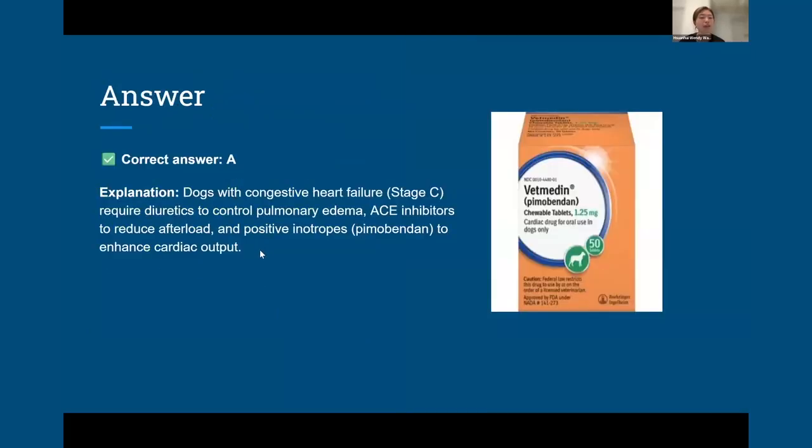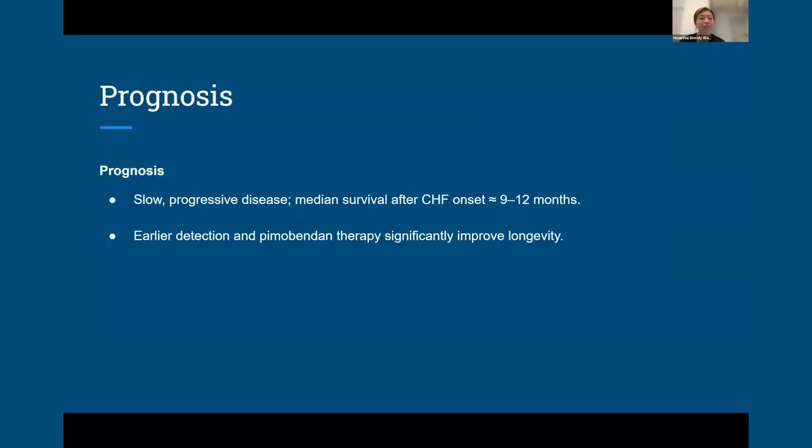So the correct answer, as I was talking about, is congestive heart failure requires diuretic to control the pulmonary edema, ACE inhibitor to reduce afterload and to regulate blood pressure, as well as positive inotrope, which is the pimobendan, to enhance cardiac output. So here is just a picture of pimobendan. The trade name is Vetmedin, but I'm sure there are other brands that also make pet-specific pimobendan as well. So make sure we use the dosage accordingly.